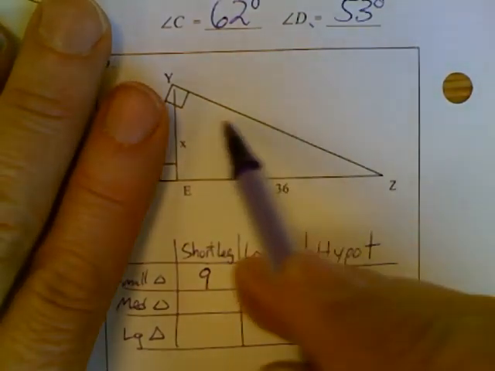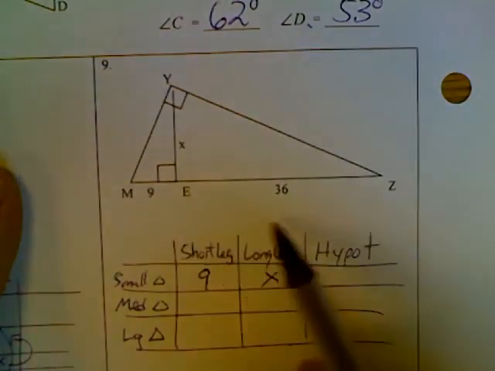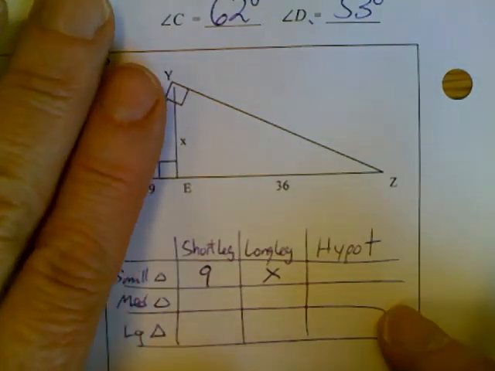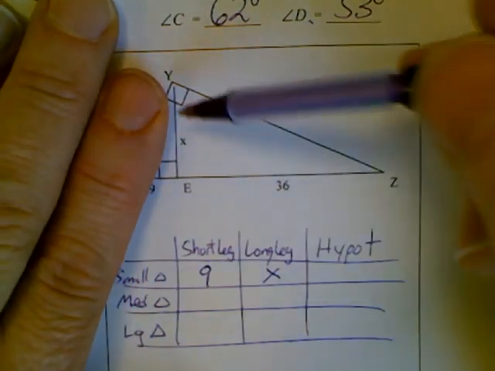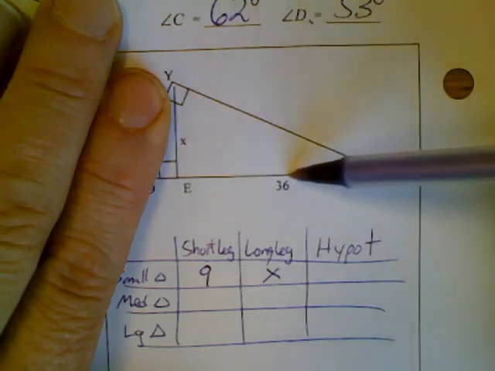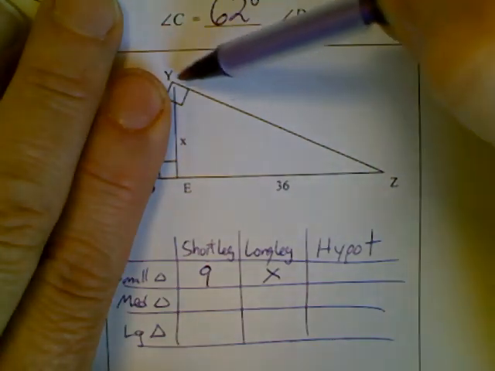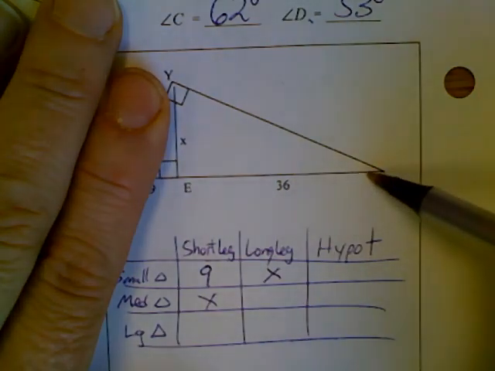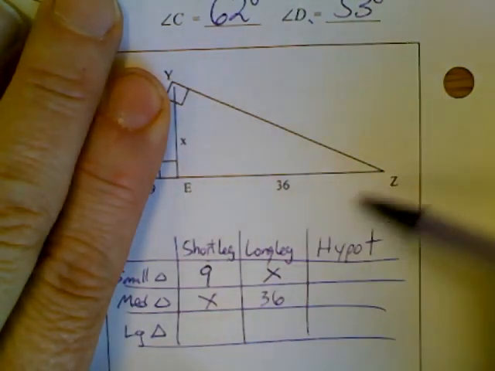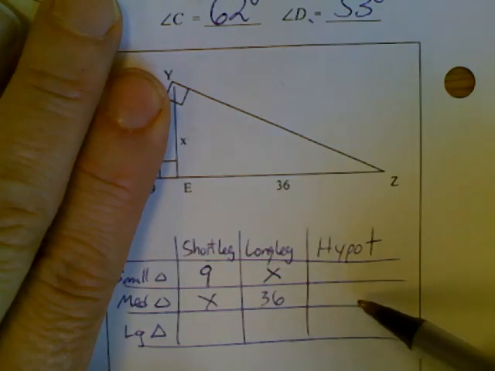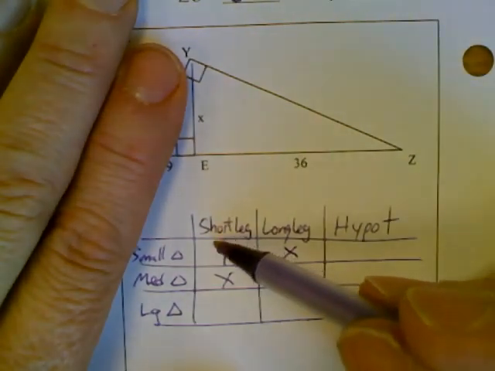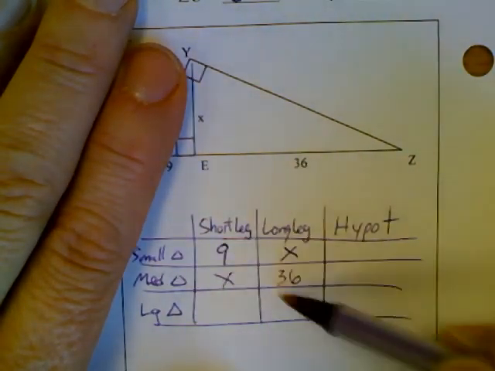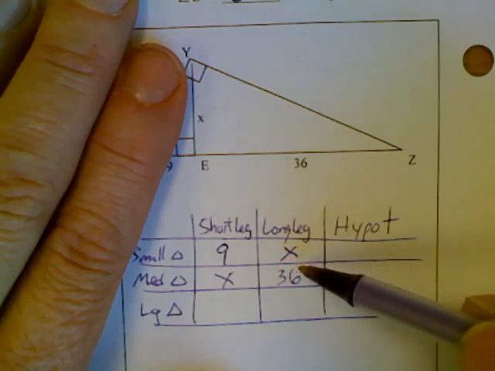Now go to the medium triangle. That's the other one that is contained within the large triangle. So block out the small triangle and find the medium one. Here's the short leg, the longer leg, here's the hypotenuse. So the short leg is x, the long leg is 36, the hypotenuse is blank. Already we can see we have 2 rows and 2 columns with matching values, corresponding values.